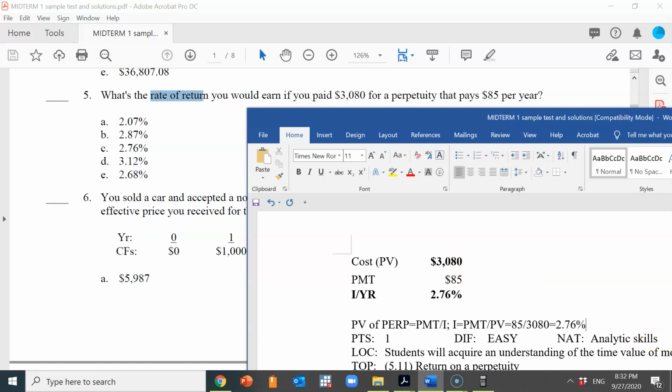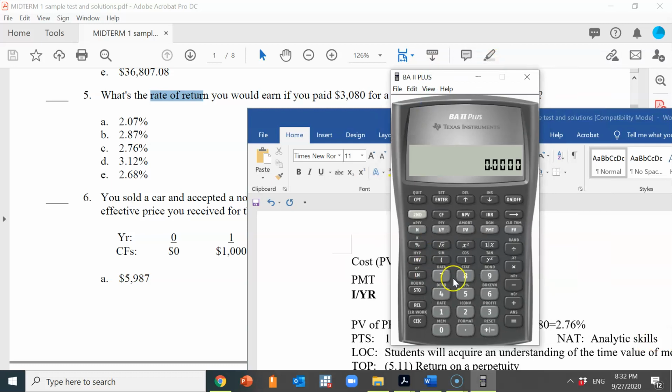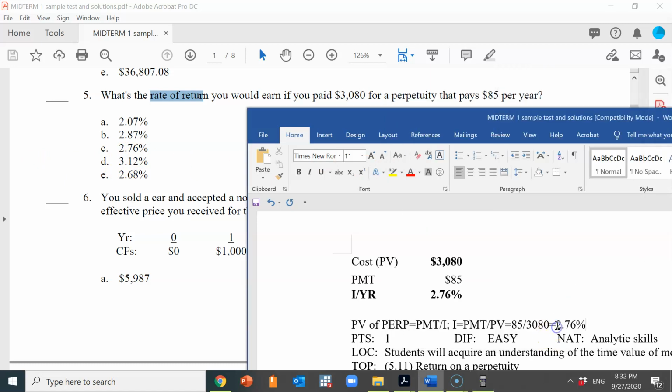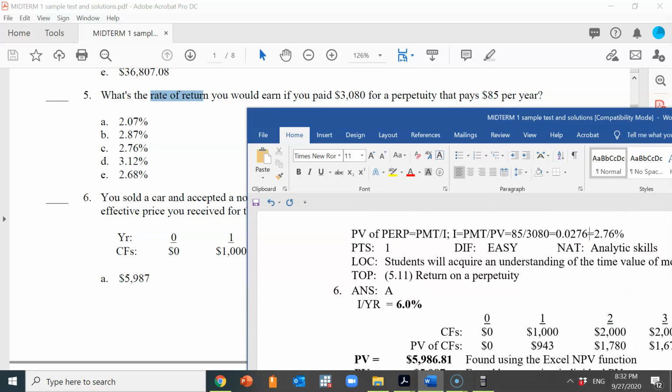So we can just use 85 divided by 30/80. So we have 0.0276, which is 2.76%, option C. What we get is 0.0276, and we need to change it to the percentage format.